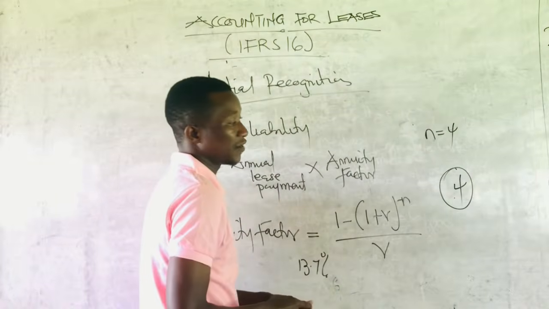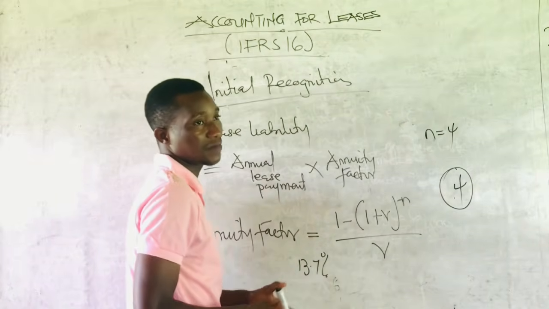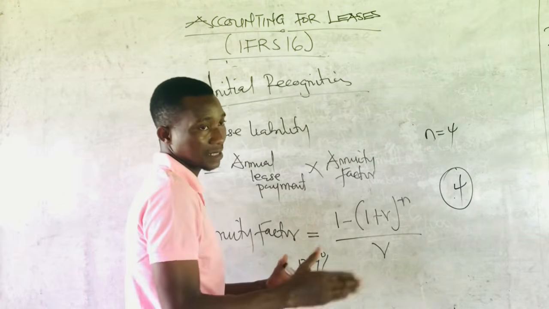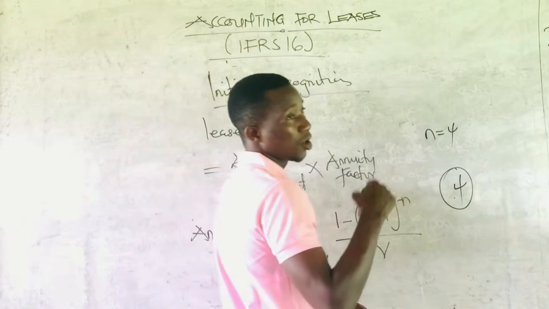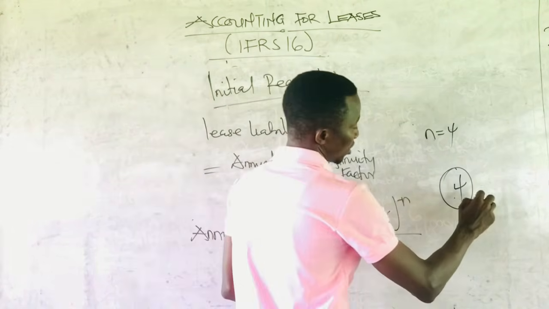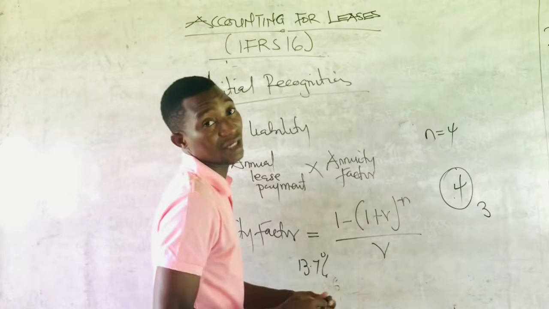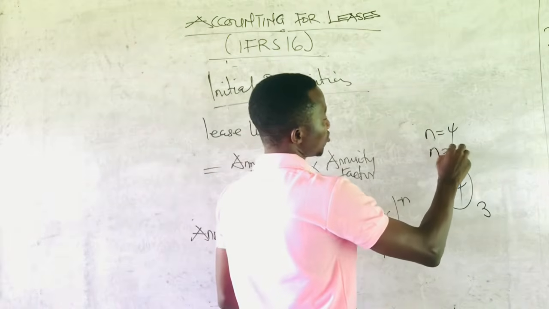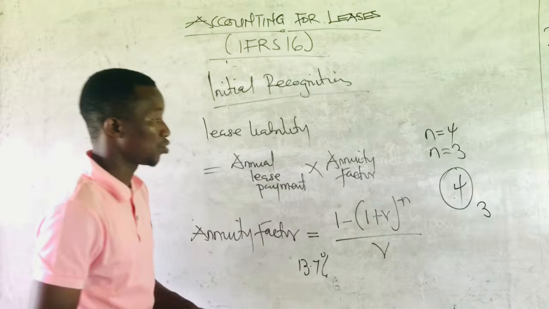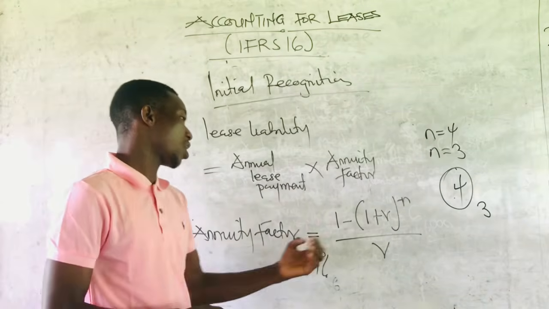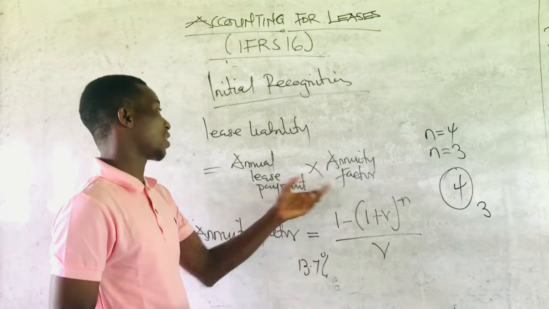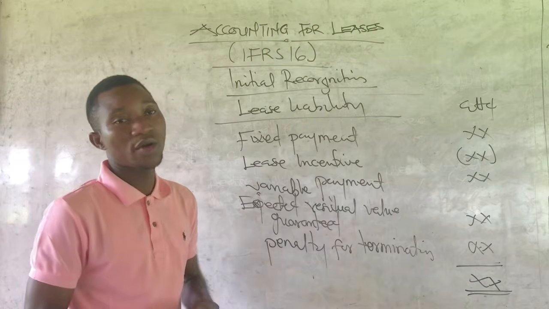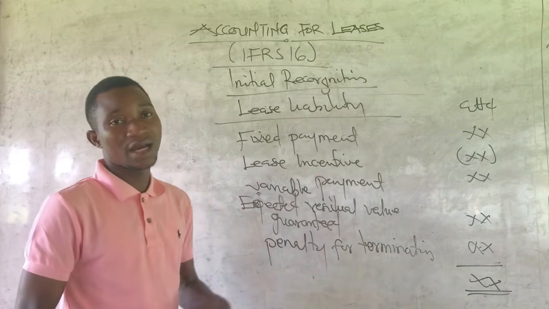But if the lease term is 4 years and payment is made in advance, it means that payment is made at the start of the period. It means the number of payment periods remaining will be 3, because 1 has already been made at the beginning of the financial year. That is, payment has been made in advance. In that circumstance, N is equal to 3. Is that clear? So you can use this information to determine your annuity factor. Then you fix the annuity factor into this to determine your lease liability. So we are done with the initial recognition. Okay, so we are going to look at subsequent measurement.